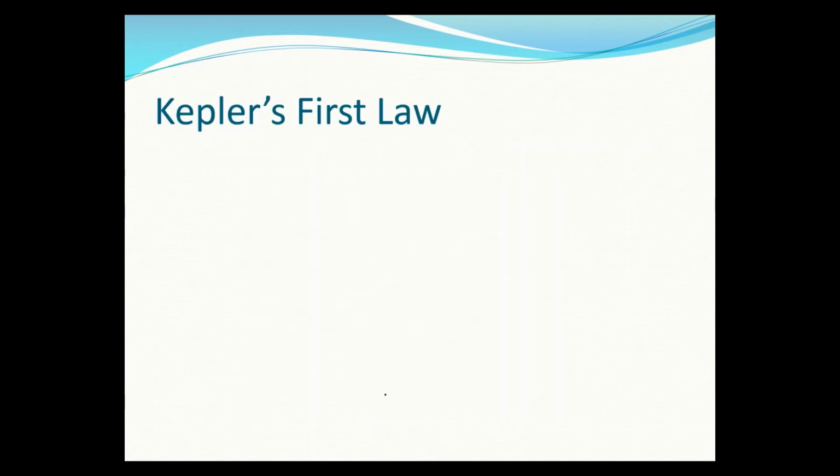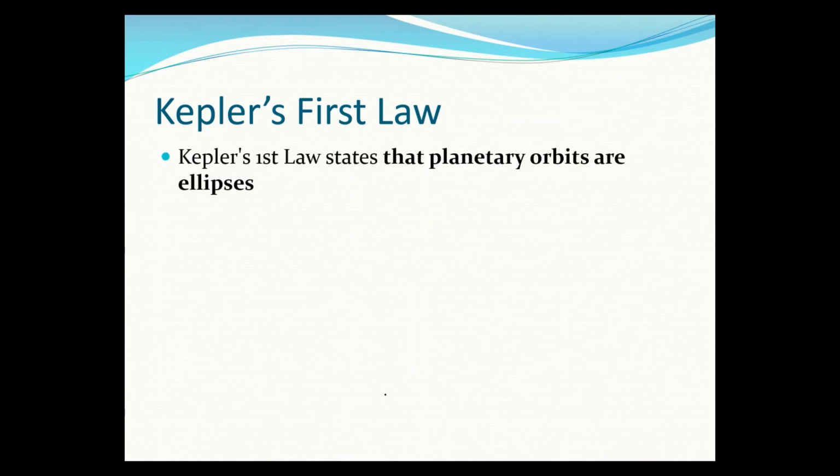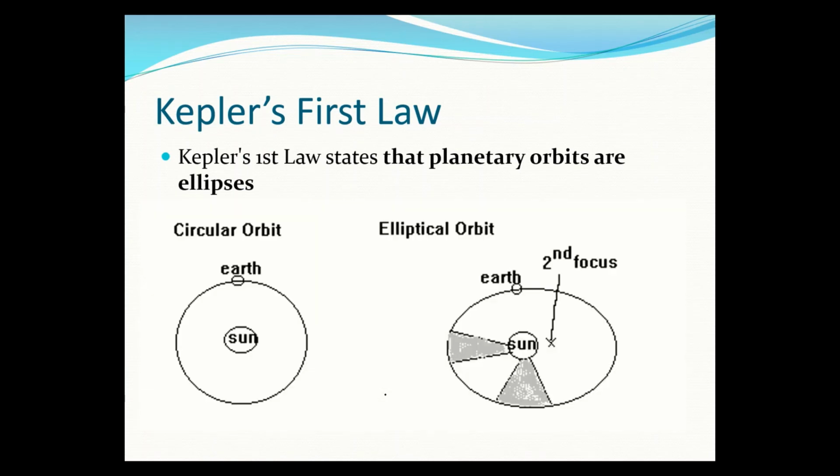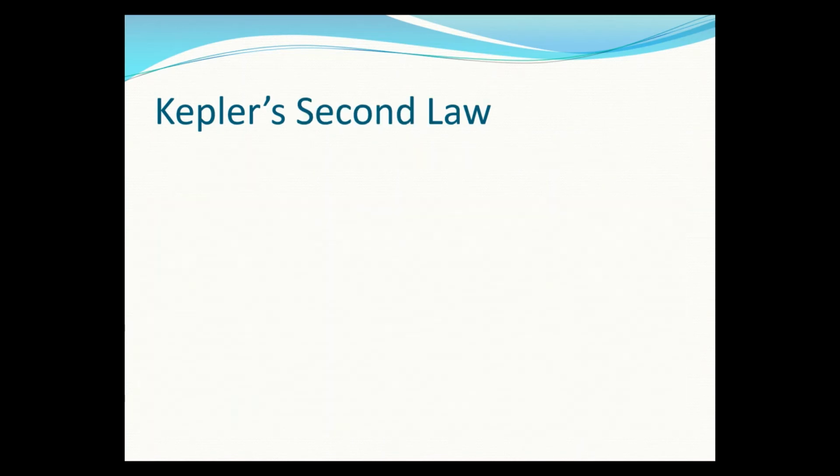So let's sum up those Kepler's laws. Kepler's first law states that planetary orbits are in ellipses. So they did a really good job of explaining ellipses and what that meant. So this is Earth in a circular orbit, and this is in an elliptical orbit. And most of them are almost completely circular. They have very little ellipses to it, very little eccentricity to it, but just a little bit. So we have the focus and then the sun at the other one. So Kepler's first law, planets travel in ellipses.